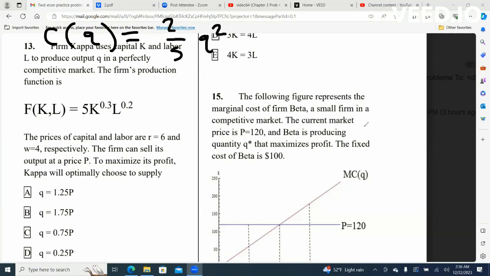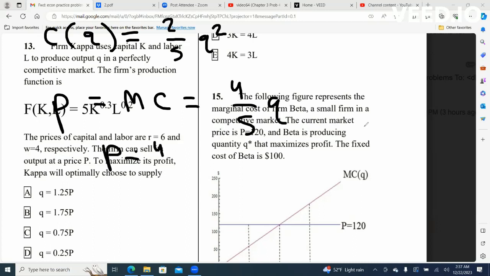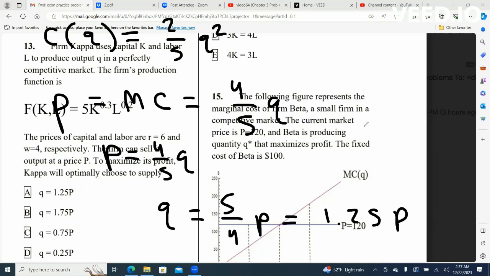Okay, so I think that's basically the problem is done. So the price is going to equal the marginal cost, which just means take the derivative. Yeah, we have price equals 4/5 q, therefore q is going to equal 5/4 p, which equals 1.25 p, I think. So I'm getting A, that's what I get.